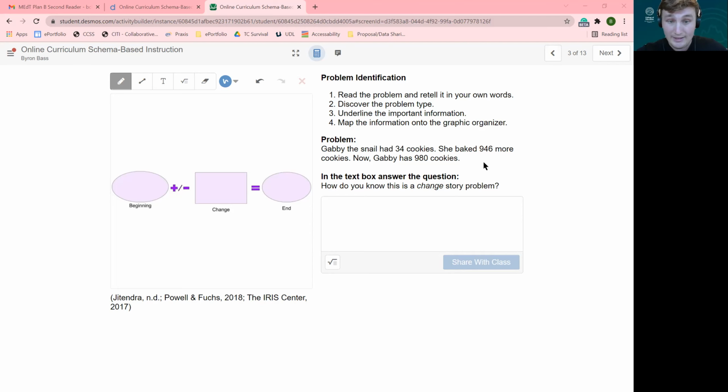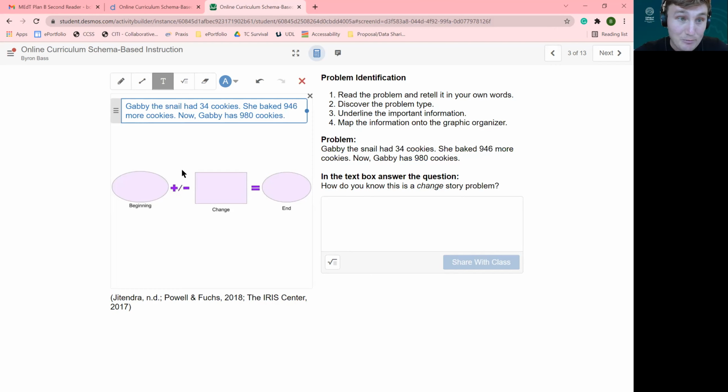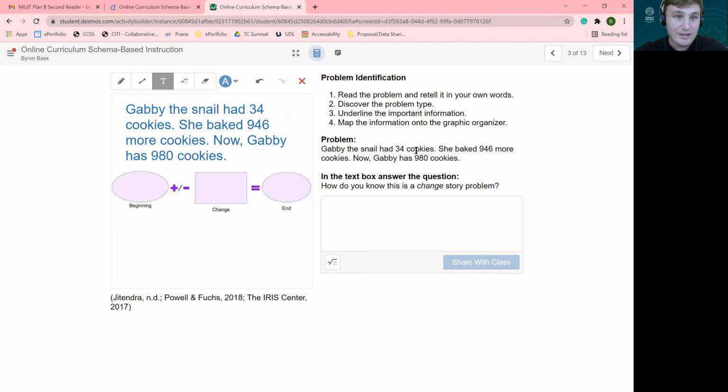So I'm just going to take the problem. I'm going to copy it and then paste it here. That way we have our problem right above our graphic organizer, and I can even make it a little bigger. Okay, the next thing that we want to do is underline not our keywords, but our important information. So I'm going to go ahead and underline the information that's important.